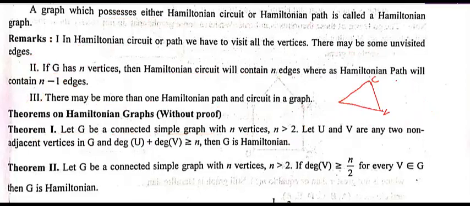See the degree of U. Here degree of U is 2, 1, 2. And degree of B is also 2. And n is the number of vertices. How many vertices? 3. So 2 plus 2 is always greater than 3. Correct? So you can verify, but the condition is n must be greater than 2. Number of vertices must be greater than 2. This is the first result.